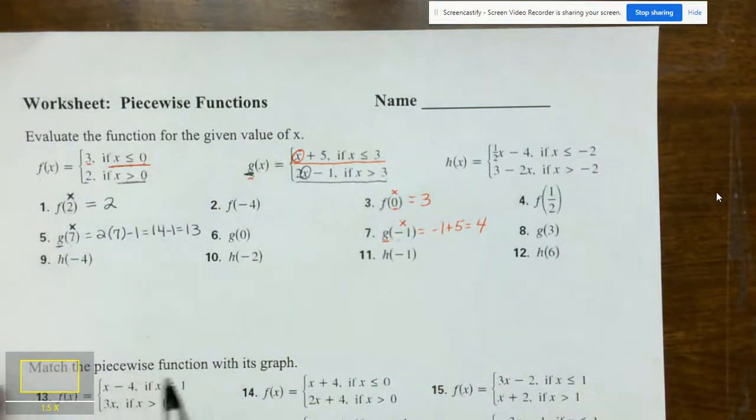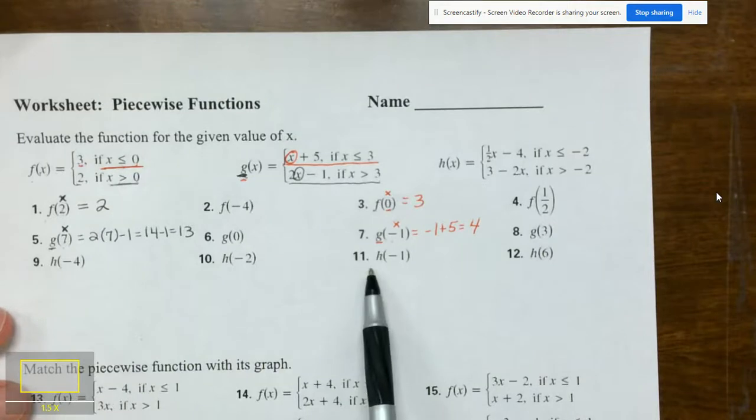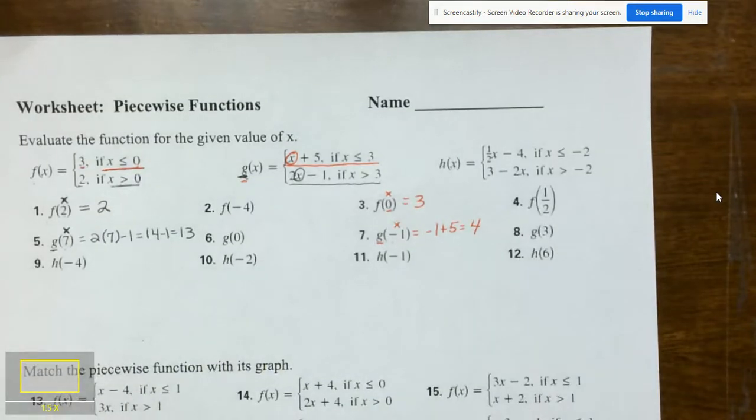If you would like to pause the video and try 9 and 11 and see how you do with it, then come back and I'll work it.